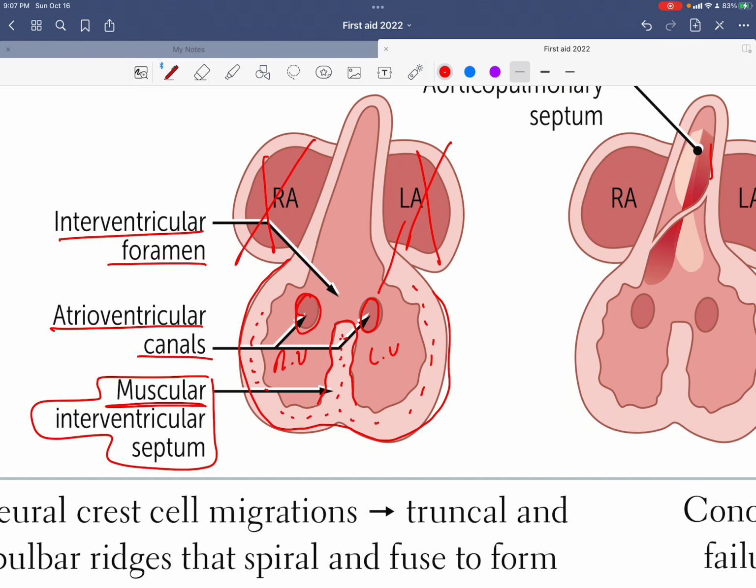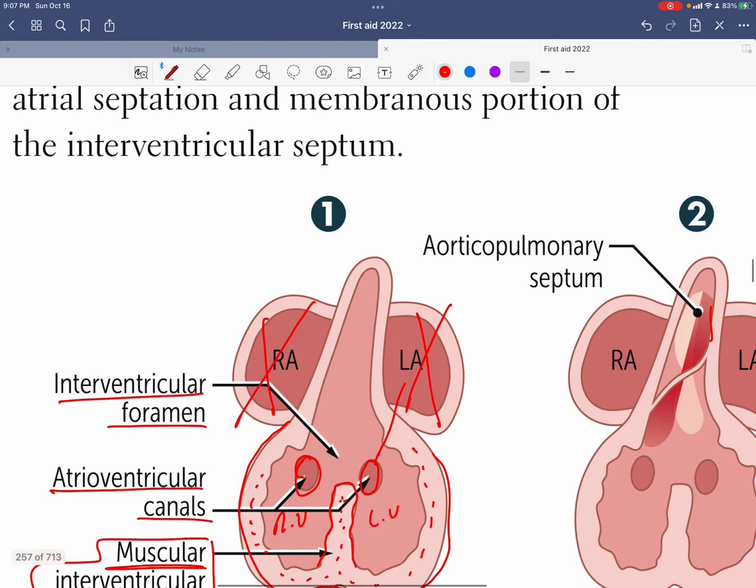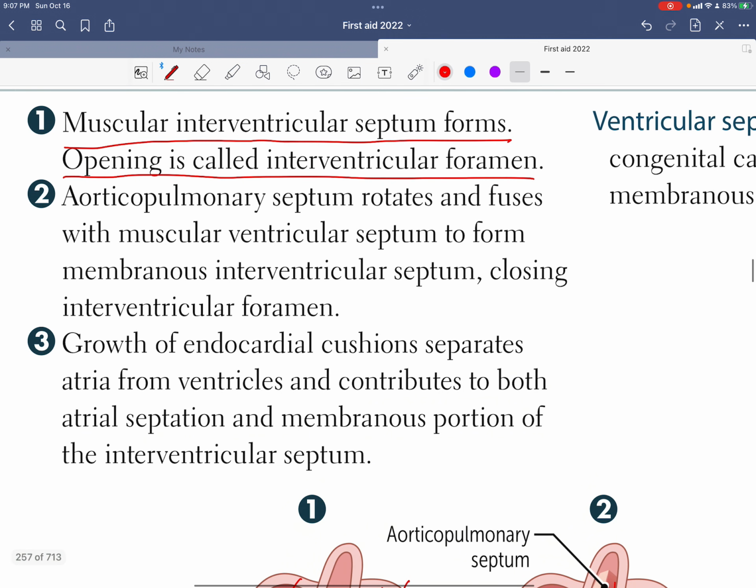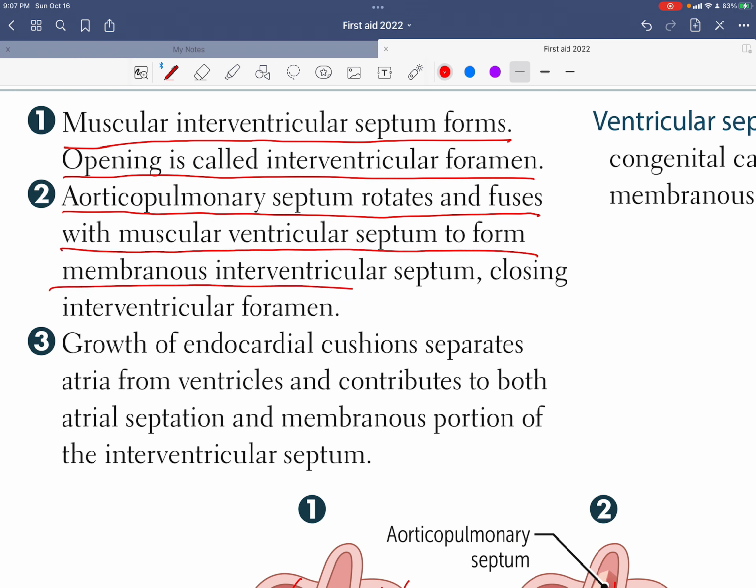And these small things here are the atrioventricular canals. They're basically the place where the left atrium gives the blood through to the left ventricle. So they are the connection point between the ventricles and the atria, so they can get blood from the atria. So that's one.